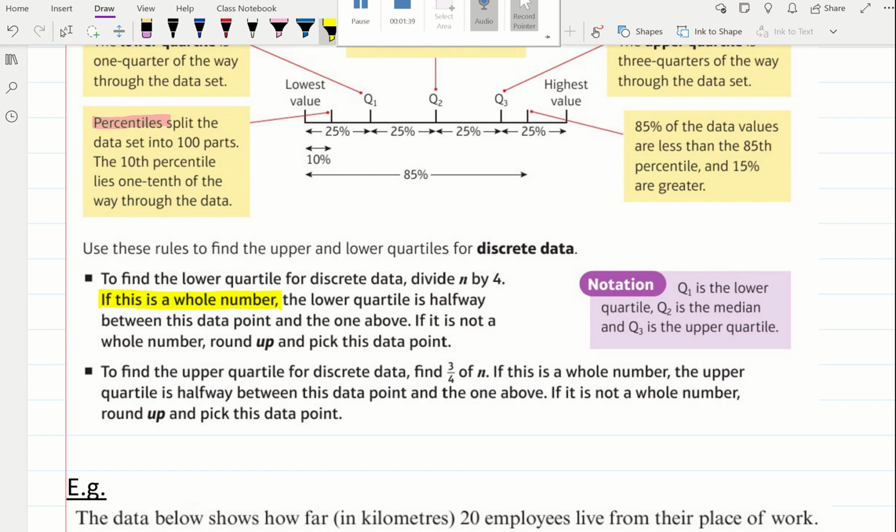And it's the same for the upper quartile. If you get a whole number, once you've done 75% of n, the upper quartile is halfway between this data point and the one above. If it is not a whole number, round up. Again, always round up.